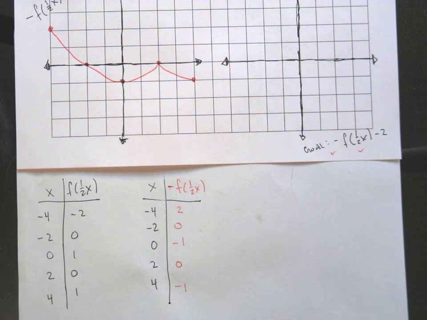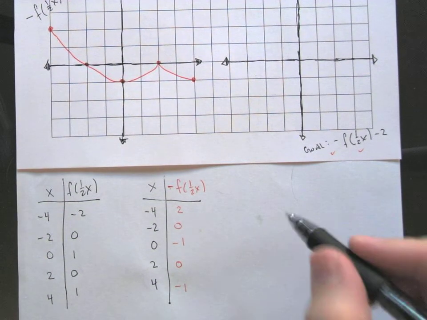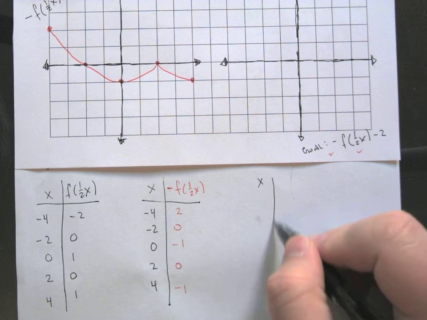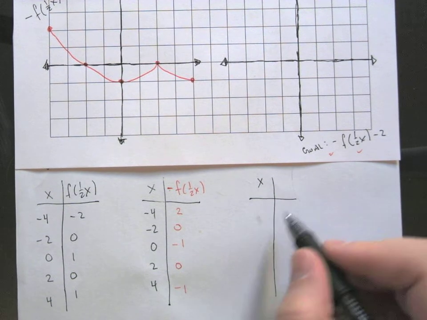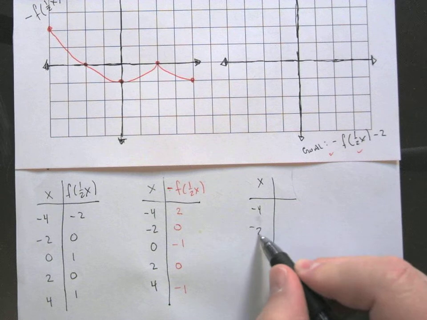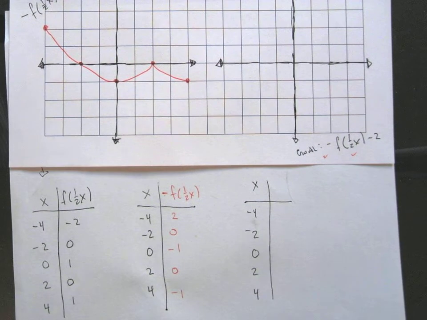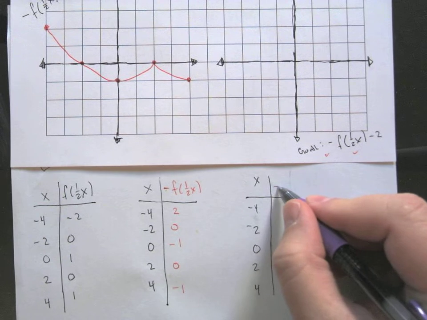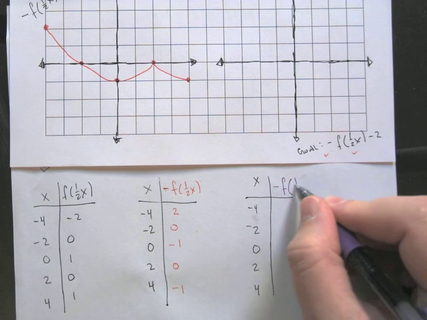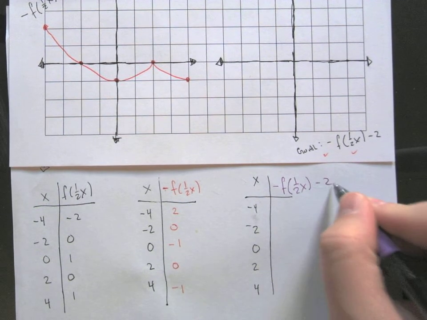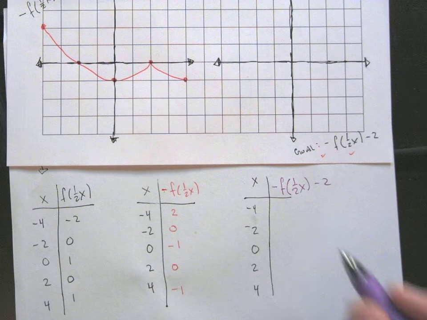So what I'll do is I'll rewrite this table one last time. So here are my x's: negative 4, negative 2, 0, 2 and 4. And then let's do purple. So this is going to be negative f of 1/2 x and then minus 2 off of the whole thing.